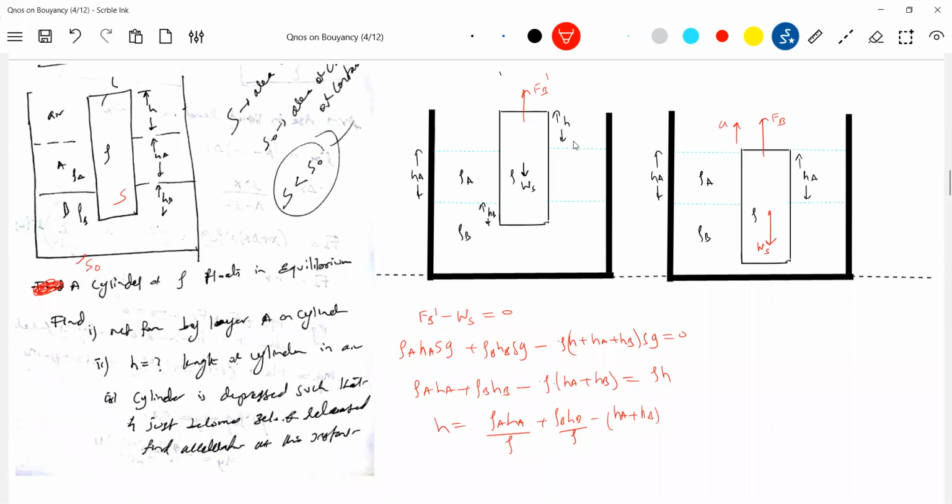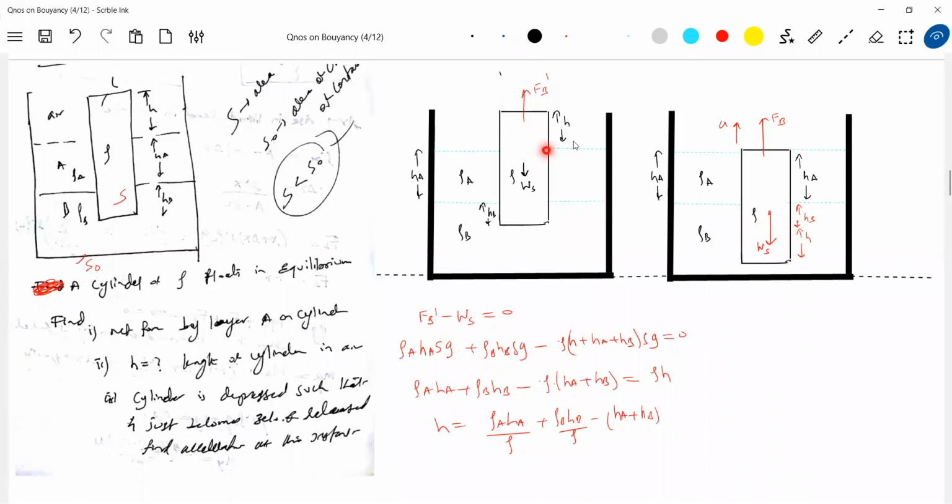I think if you're smart enough, you should not write equations again. Why does the cylinder, the moment I release, accelerate up? Because the additional buoyant force will act. So again, just continue with the same thing. This is HB. Now what is the additional buoyant force? Density of liquid B into area of cross section S into H. Due to this much additional volume immersed, that additional buoyant force will be generated. Am I right?